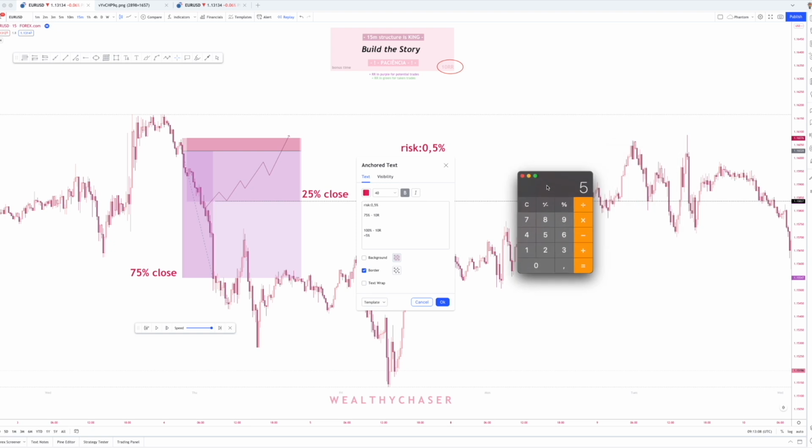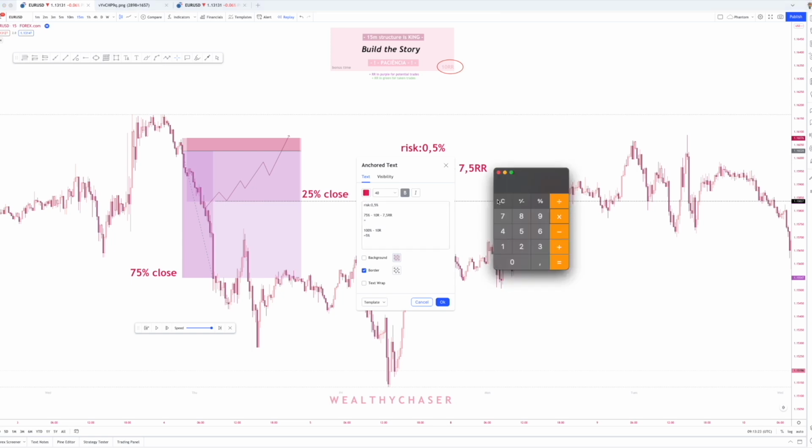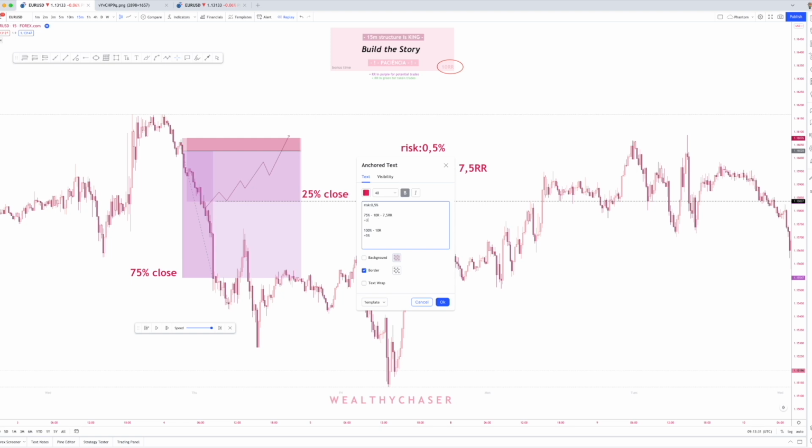So once I'm only doing 75% of 10R, this will mean that the full result will be 7.5R. That means that instead of having 10 times my risk, I will have 7.5 times my risk. This will equal 3.75%. But I still have the remaining 25% closing at 4R.